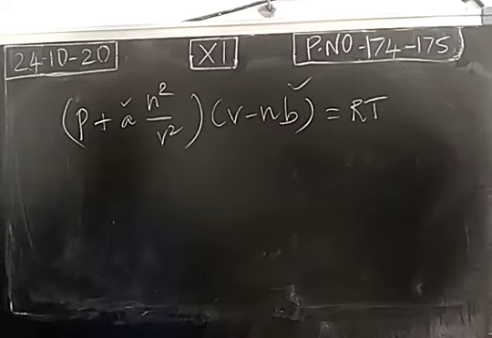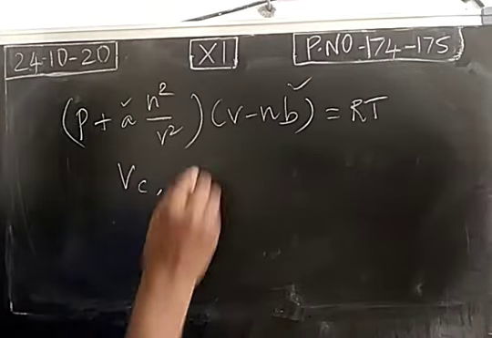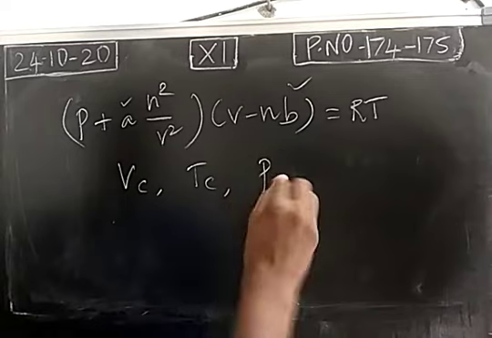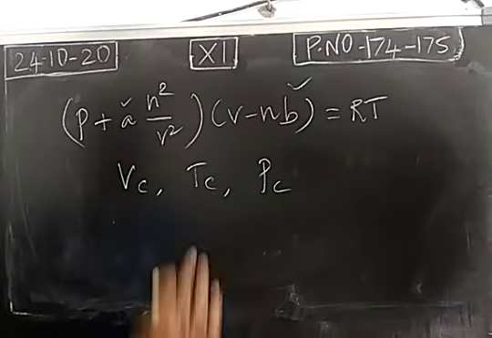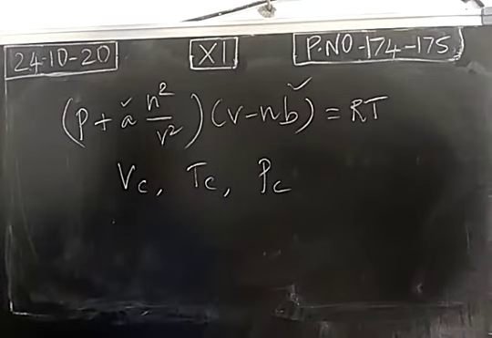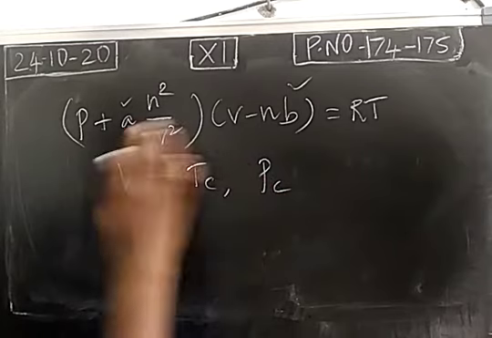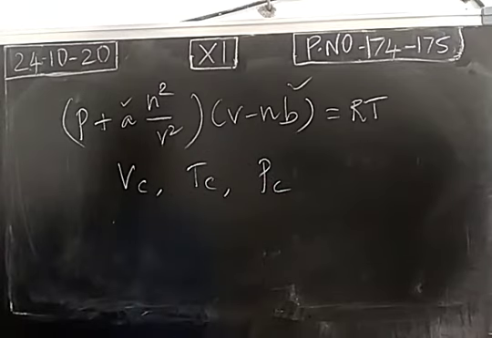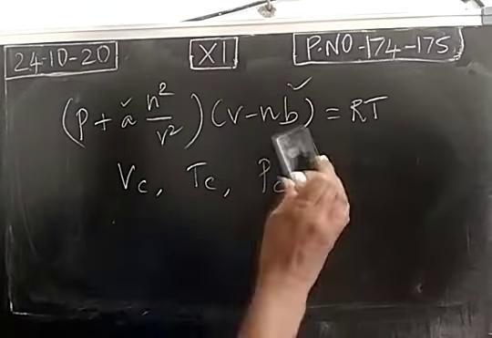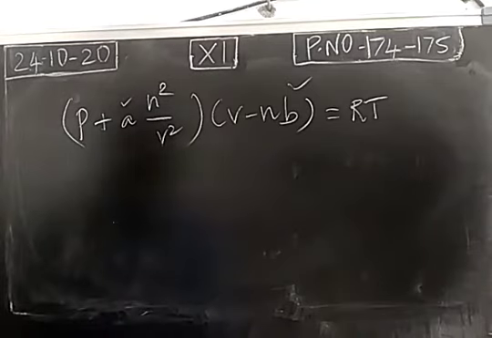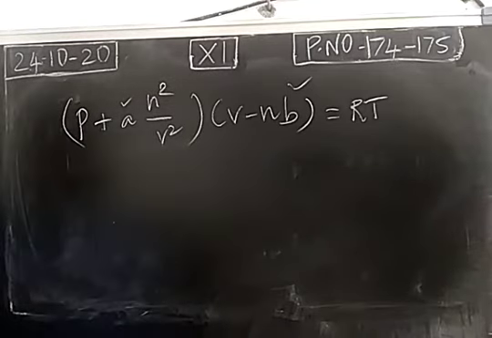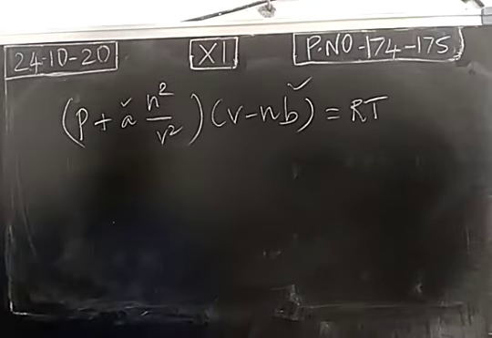Then critical constants were studied yesterday. They are VC, TC and PC: critical volume, critical temperature and critical pressure. So these critical constants can be obtained from the van der Waals constants. So this is an important question. So we are going to derive critical constants from van der Waals constants.